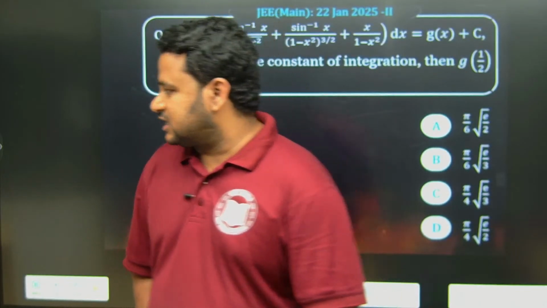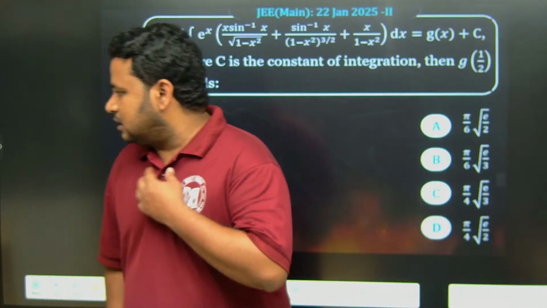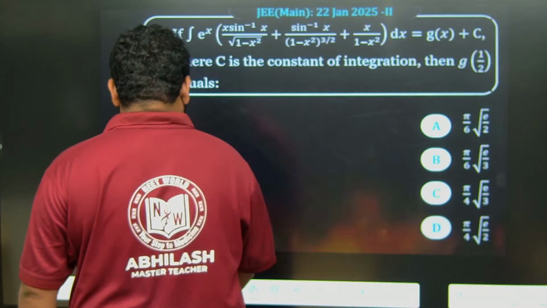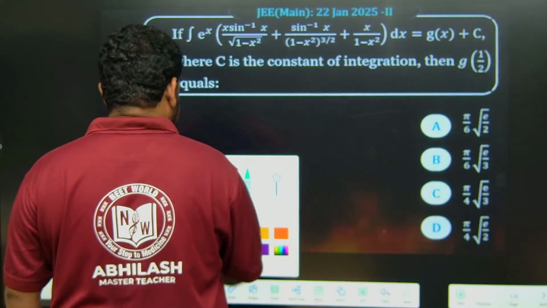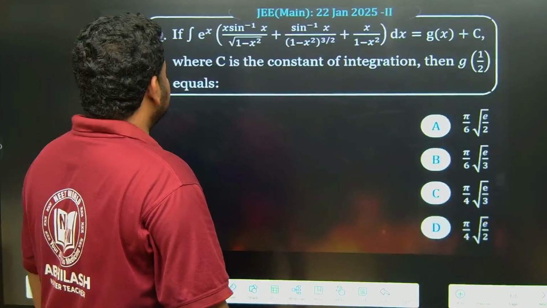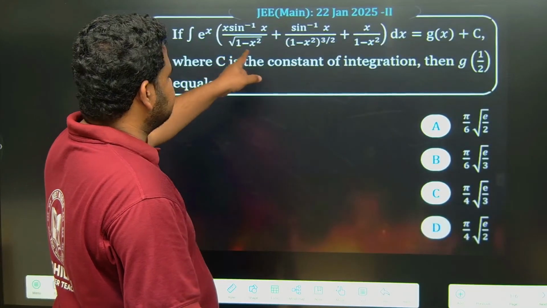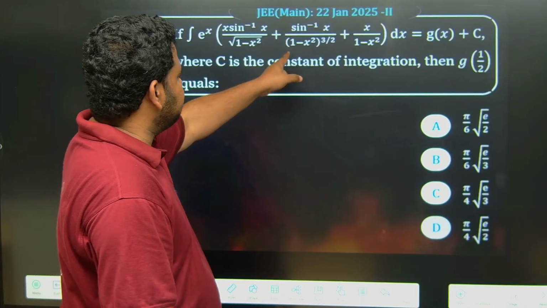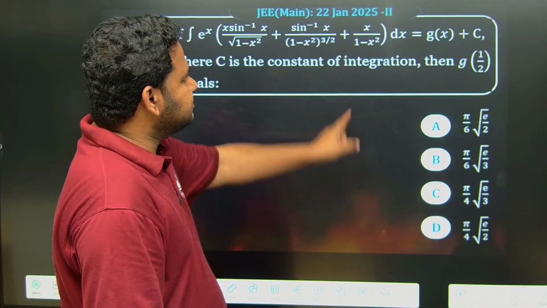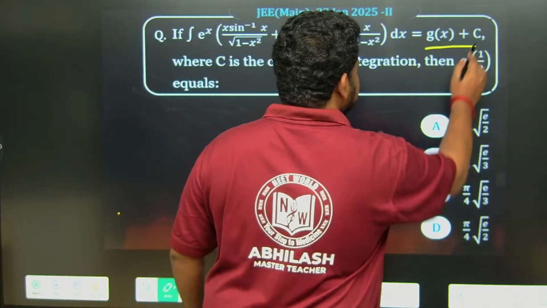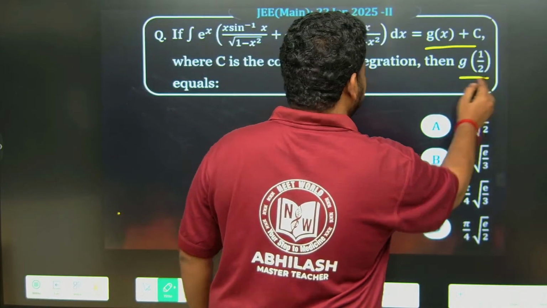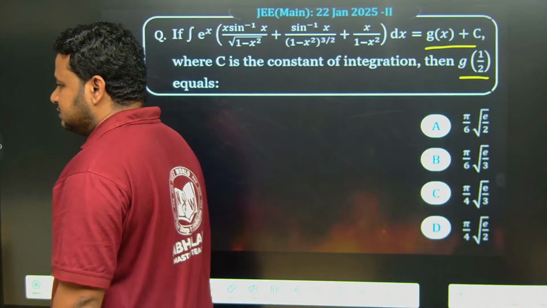Clear? So let us start with this question, friends. What is the question that they have given? The question is: the integral of e power x into x times sin inverse of x by root of 1 minus x square plus sin inverse of x by 1 minus x square to the power of 3 by 2 plus x by 1 minus x square dx is equal to g of x plus c, where c is the constant of integration. Then they are asking us to find g of 1 by 2.